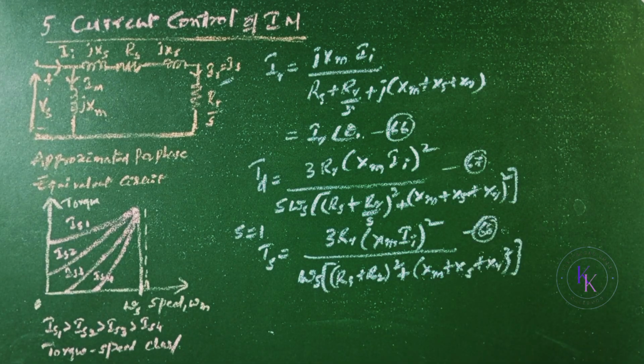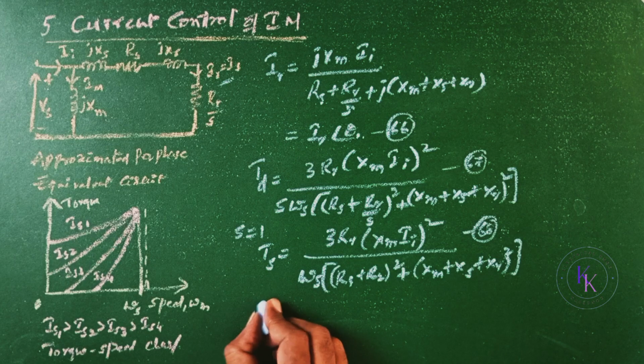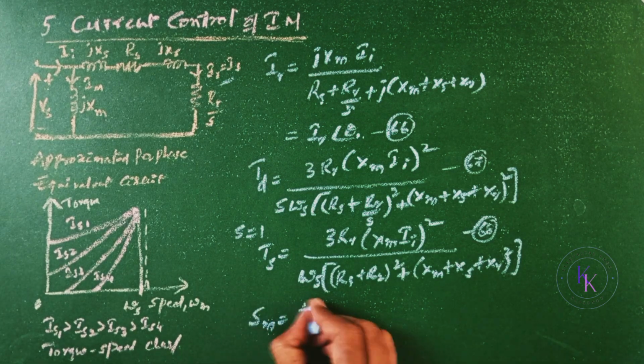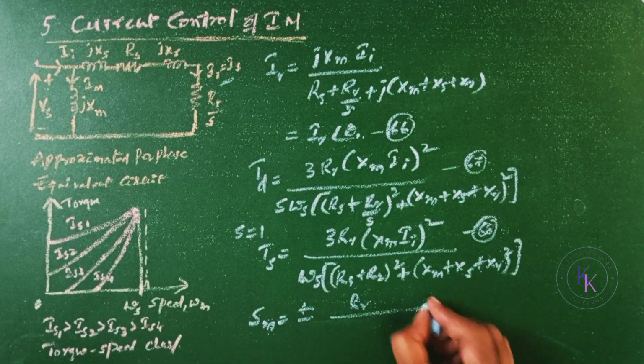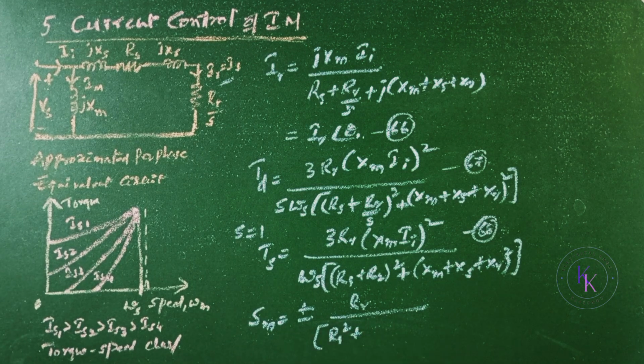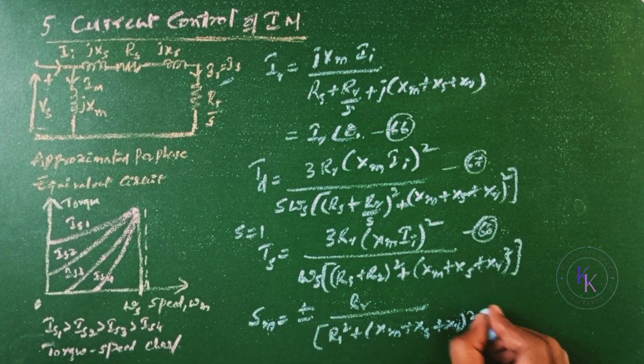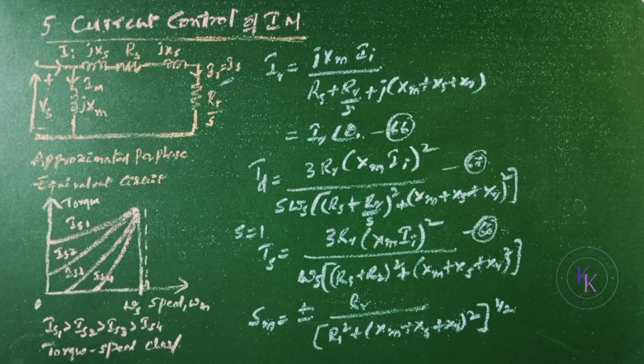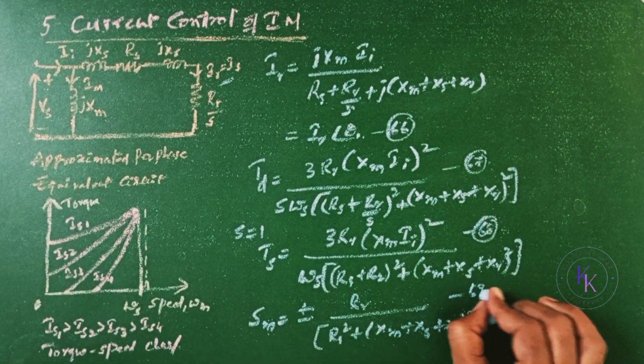The slip for maximum torque is given by SM equals plus or minus RR divided by the square root of RS square plus (XM plus XS plus XR) whole square. Let this be equation number 69.